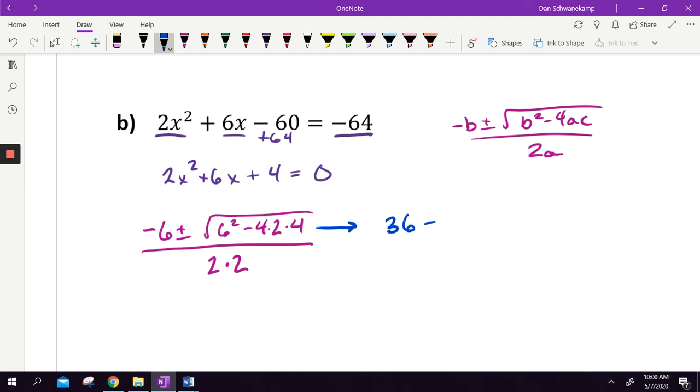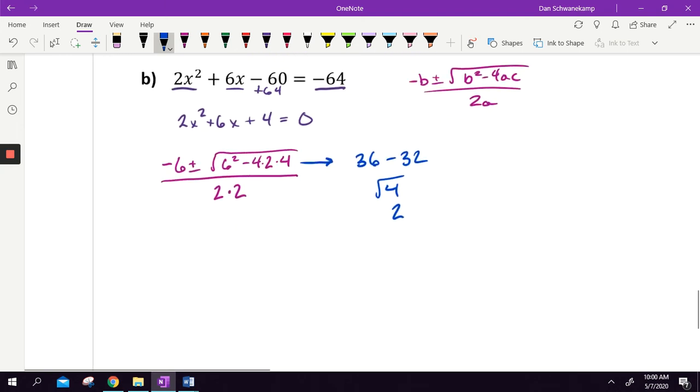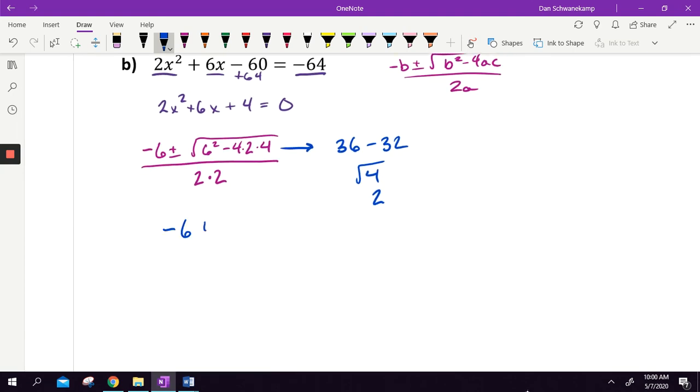So 36 minus 4 times 2 is 8. 8 times 4 is 32. 36 minus 32 is 4. We square root that. We get 2. So negative 6 plus or minus. Yeah, I did it again. Why do I keep doing it? Because it's a whole number.